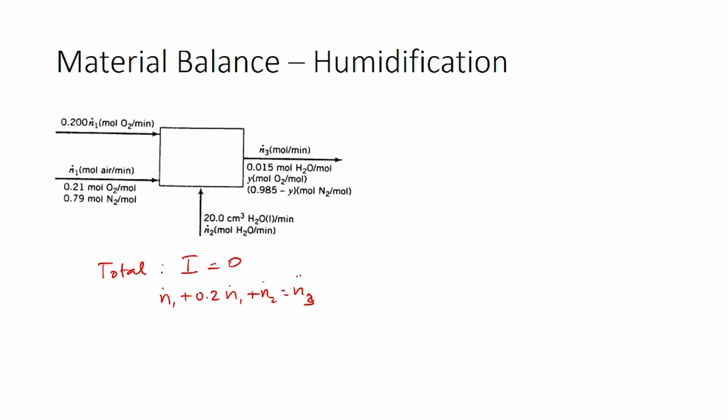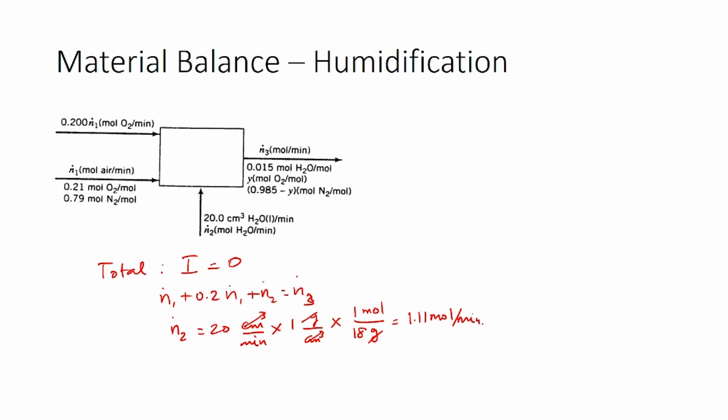Now, we can calculate N2 dot because we know the volumetric flow rate of water. So, N2 dot is calculated as 20 cm³ per minute multiplied by its density, which is 1 gram per cm³, which again is converted to number of moles by dividing it with molecular weight, which is 18 grams per mole. So, now the cm³ gets cancelled, grams get cancelled, and you end up with 20 divided by 18 moles per minute, which is 1.11 moles per minute.